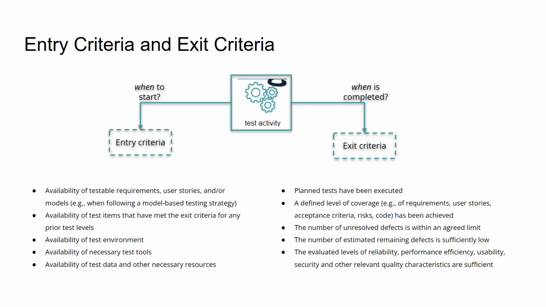So when we are going to stop the testing, we have to see whether we have achieved that goal as well, whether there are no S1, S2 defects, whether there are no high or critical defects in the system. If there are none, then we have achieved that target. So then we can stop the testing as well. Number of estimated remaining defects is sufficiently low. That is another parameter we can use. Evaluated levels of reliability, performance efficiency, usability, security, and other relevant parameters are met, right? So all these things we can specify.